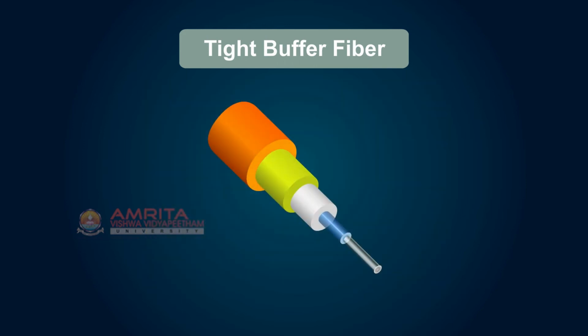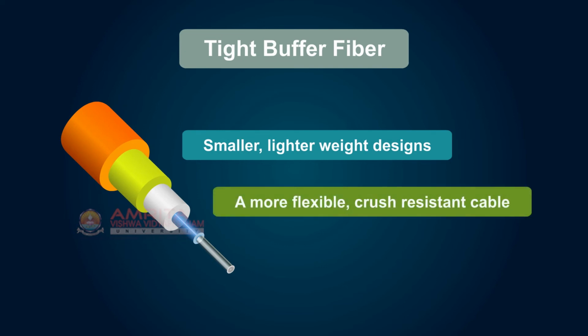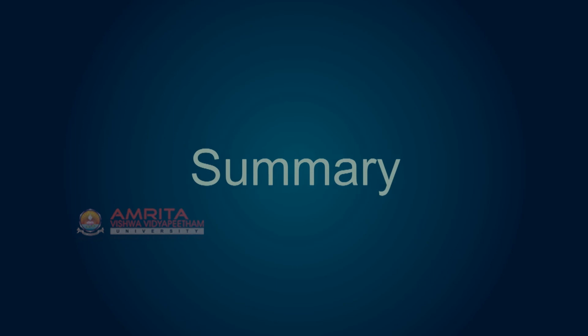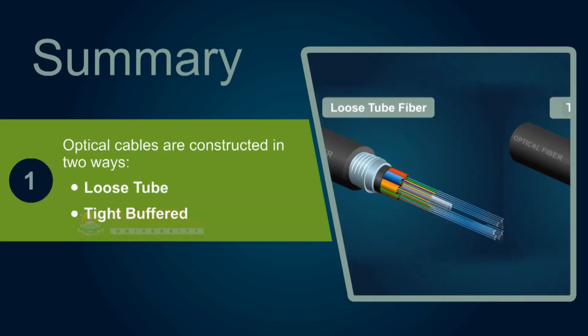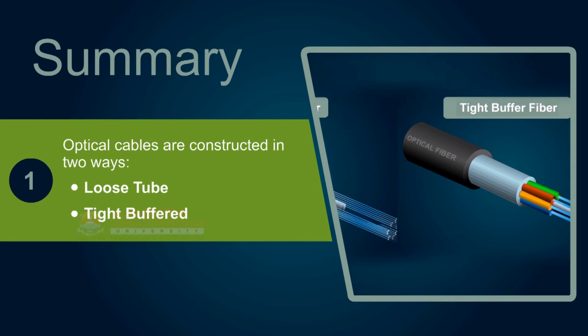The tight buffer construction permits smaller, lighter weight designs for similar fiber configuration and generally yields a more flexible, crush-resistant cable. With that, we've come to the end of the session. Let's now recollect the key points. Optical cables are constructed in two ways: loose tube and tight buffered.